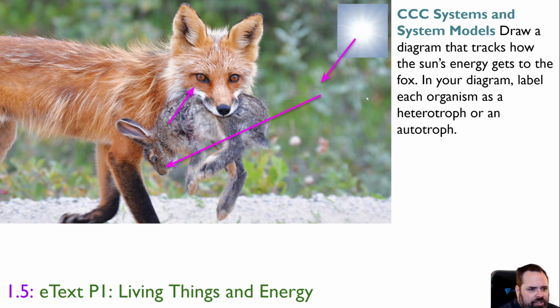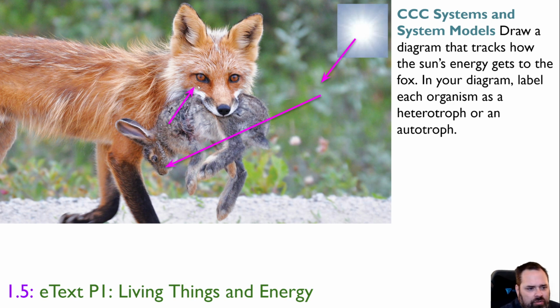So the flow of energy, we go from the sun up here to the plants, right? Then the bunny eats the plants. And then the fox, he eats the bunny. And the energy is going from the sun to the plants, from the plants to the bunny, from the bunny to the fox.